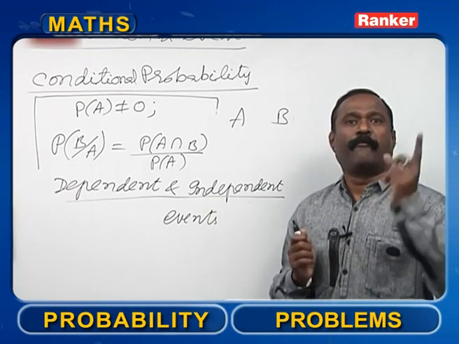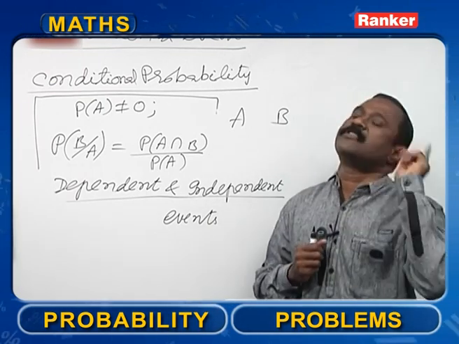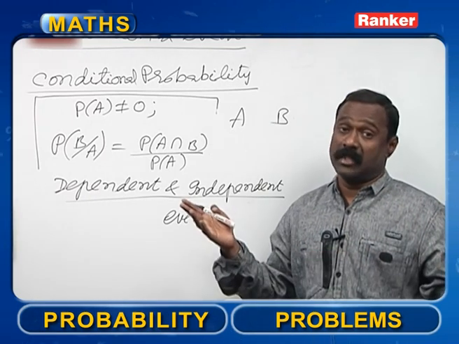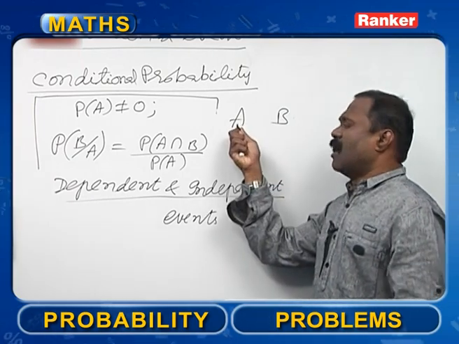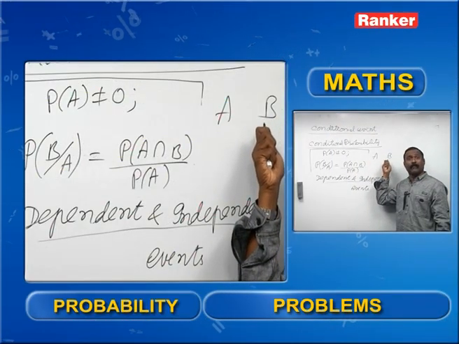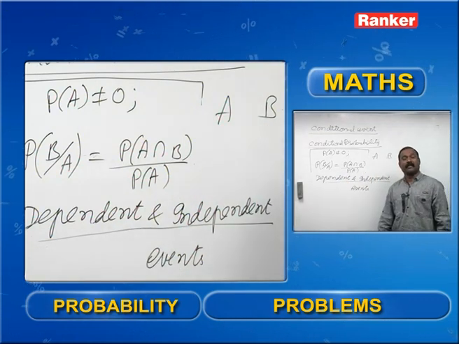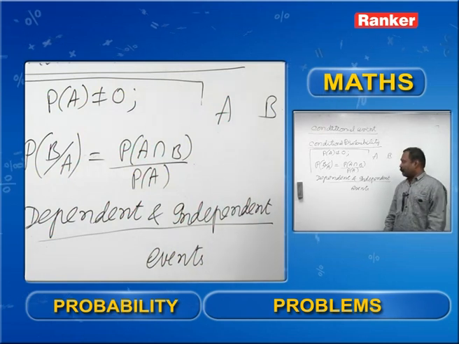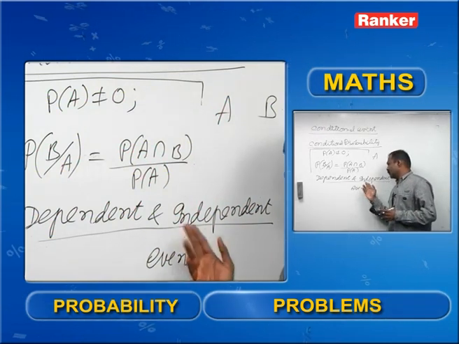So what happens? The occurrence of first event, the ball taken but not replaced and kept in the pocket. In the first time 17 balls are there. Now second time only 16 balls are there. The total number of balls is changing. That means the occurrence of event A is influencing the occurrence of event B. That is why they are said to be dependent events. Simply they are said to be dependent events.